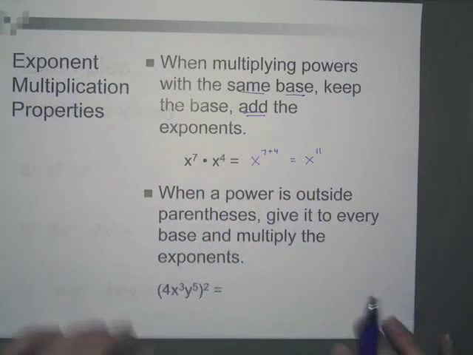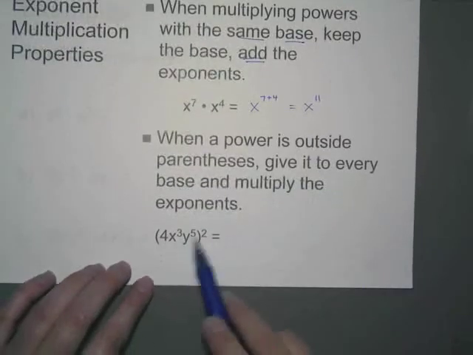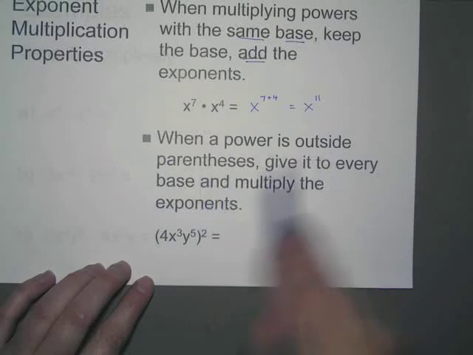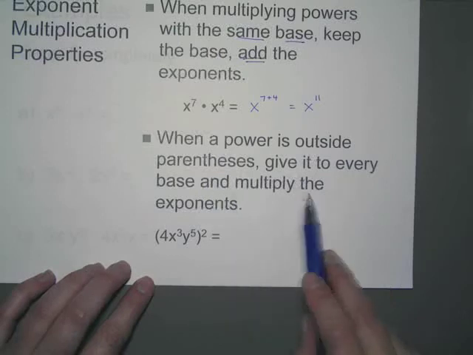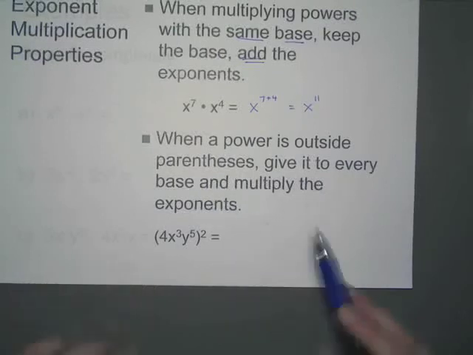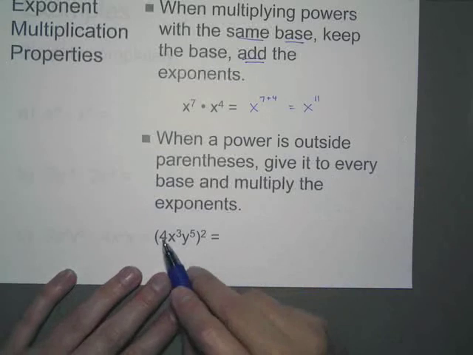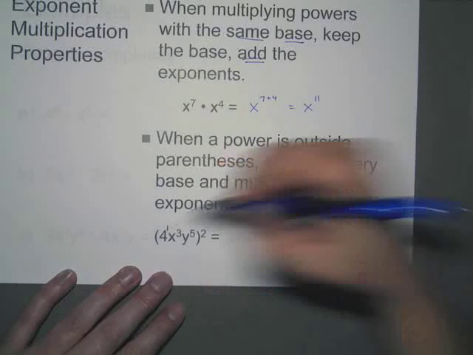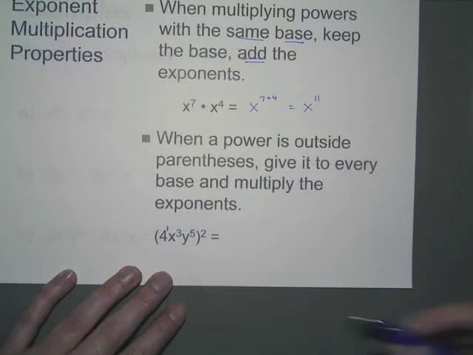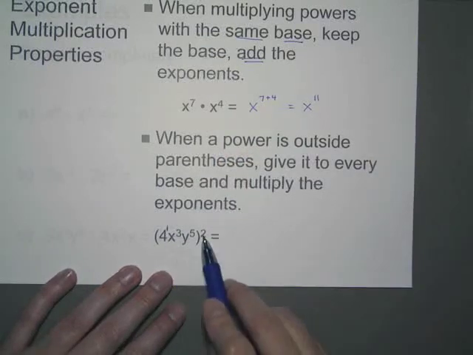Now, it's a little bit different when it looks like this. When there is a power outside of parentheses, like we see here, this 2 exponent outside of parentheses, we give it to every base, and we multiply exponents when we do that. All right, one of the most common mistakes here is to not give this 2 power to the 4 base at the very beginning. Okay, this 4 actually has a 1 exponent attached to it, even though we can't see it right there. So when we do this, I'm going to multiply my exponents.